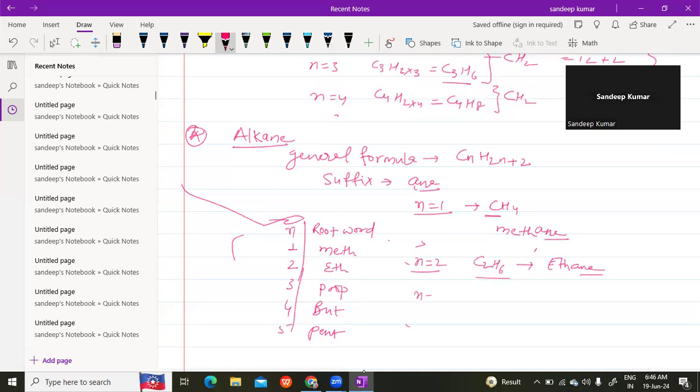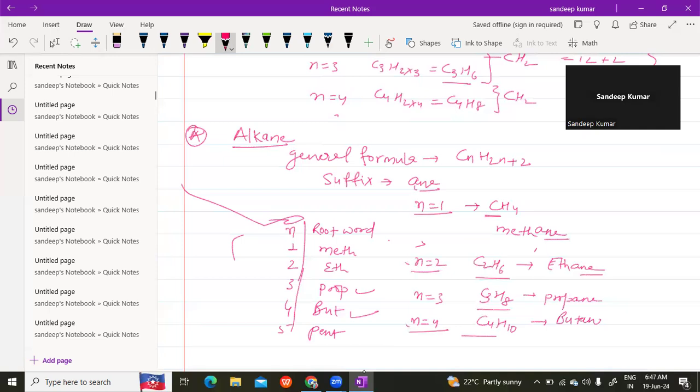Similarly, you put n is equal to 3. What will you get? C3H(2 times 3 plus 2), 8. So for 3 carbons, the root word is prop. This is propane. Similarly, n is equal to 4: C4H(2 times 4 plus 2), 10. The root word is but, so we have to use butane.